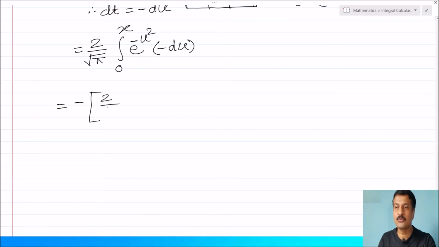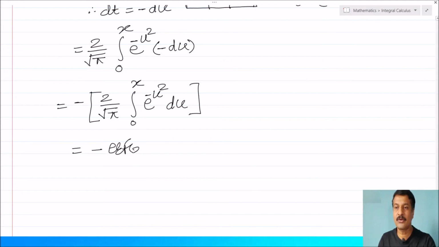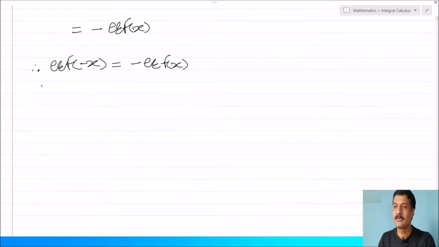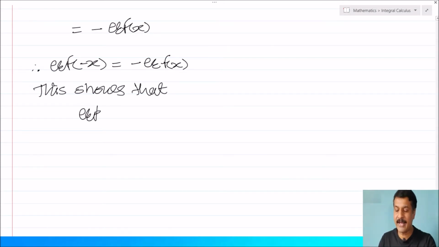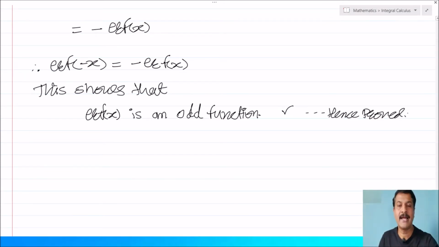So inside 2 by root pi, integration from 0 to x e raised to minus u square du. And by definition of error function, I am getting it is equal to minus error function of x. e raised to minus u square du is the integrand, and 0 to x is the error function of x, and therefore I am getting here this left hand side, error function of minus x, equal to minus error function of x. This shows that error function of x is an odd function, hence proved.